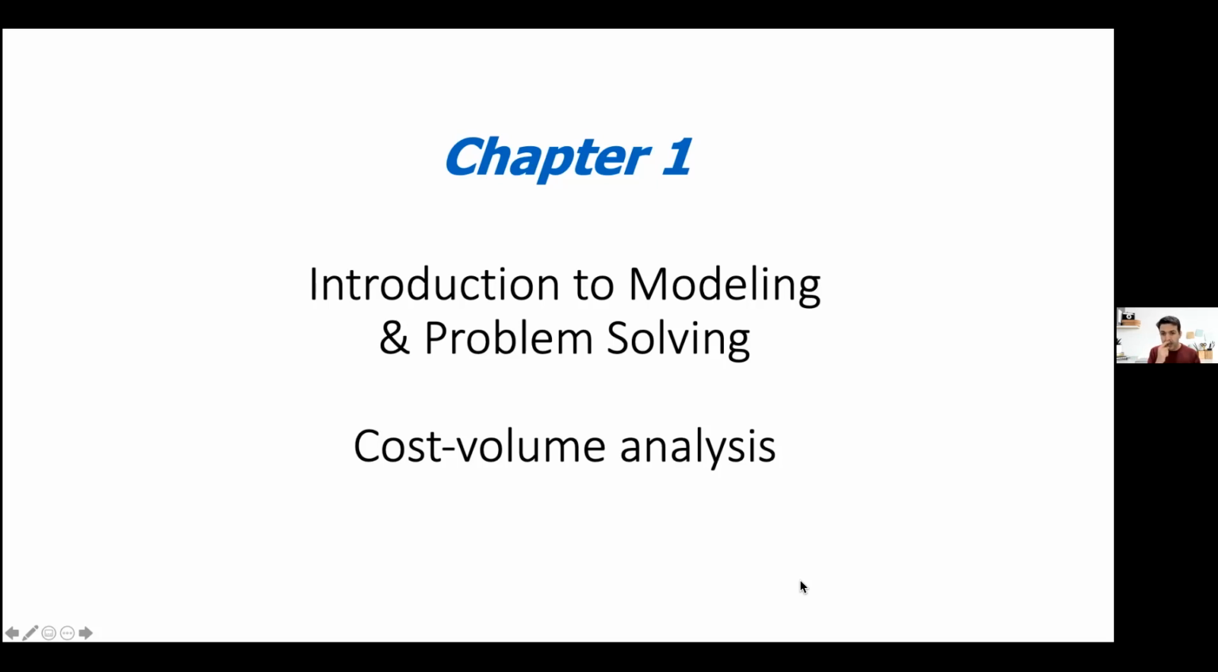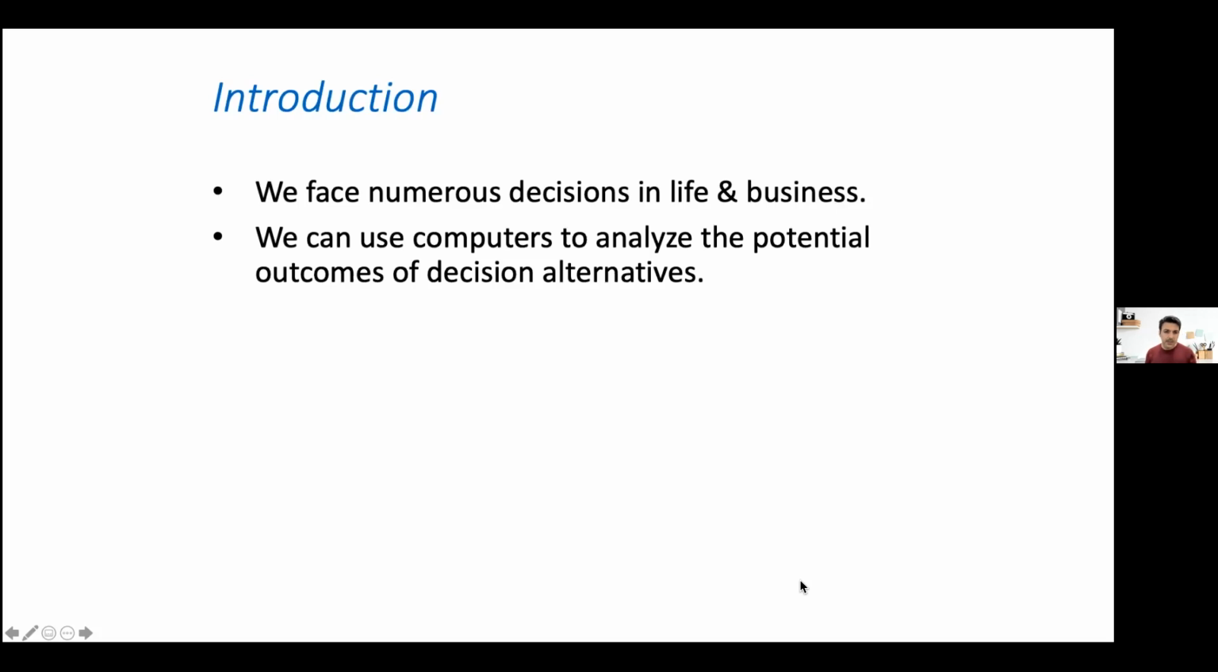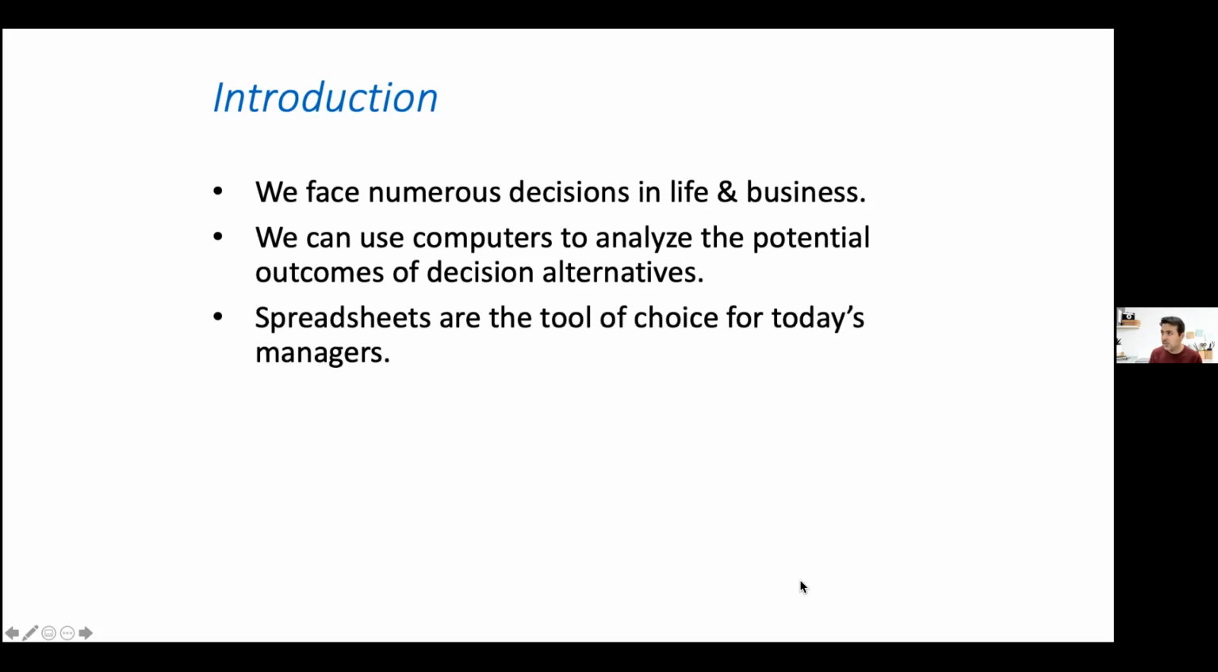So first of all, let's do the lecture. Chapter 1, Introduction to Modeling and Problem Solving. Let me explain what this course is all about. It's all about making decisions in real life and in business. We can use computers to analyze the potential outcomes of decision alternatives. So that's the role in here. We want to use methods and computers to do the analysis and find the potential outcomes for decision alternatives.